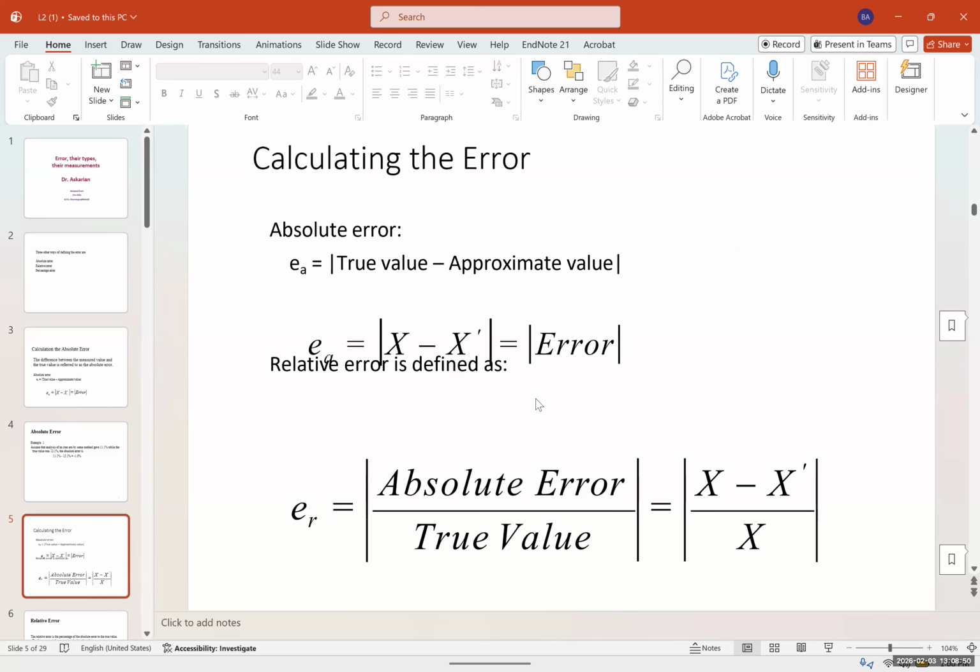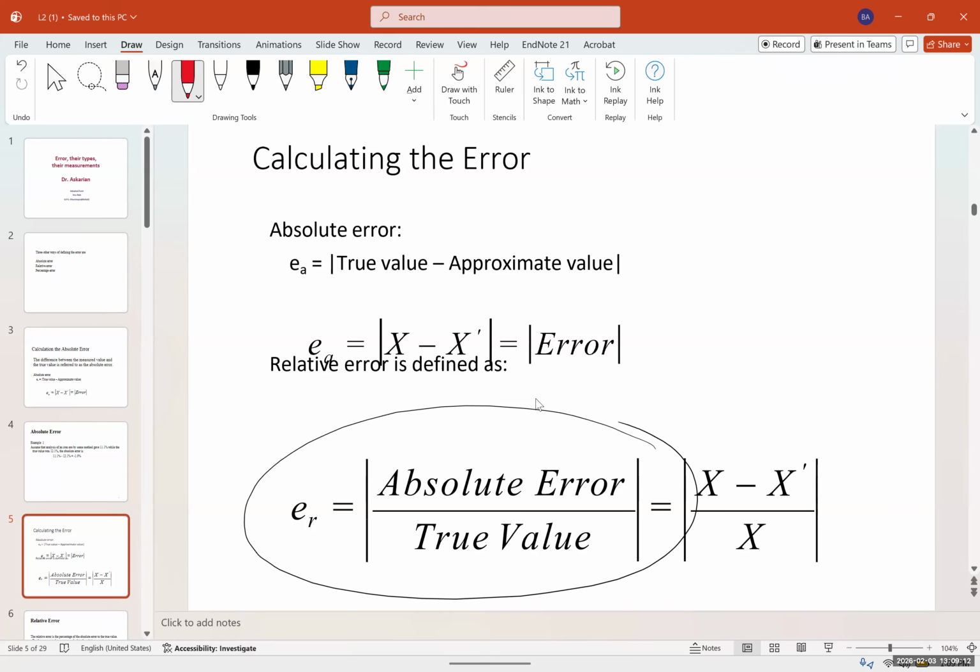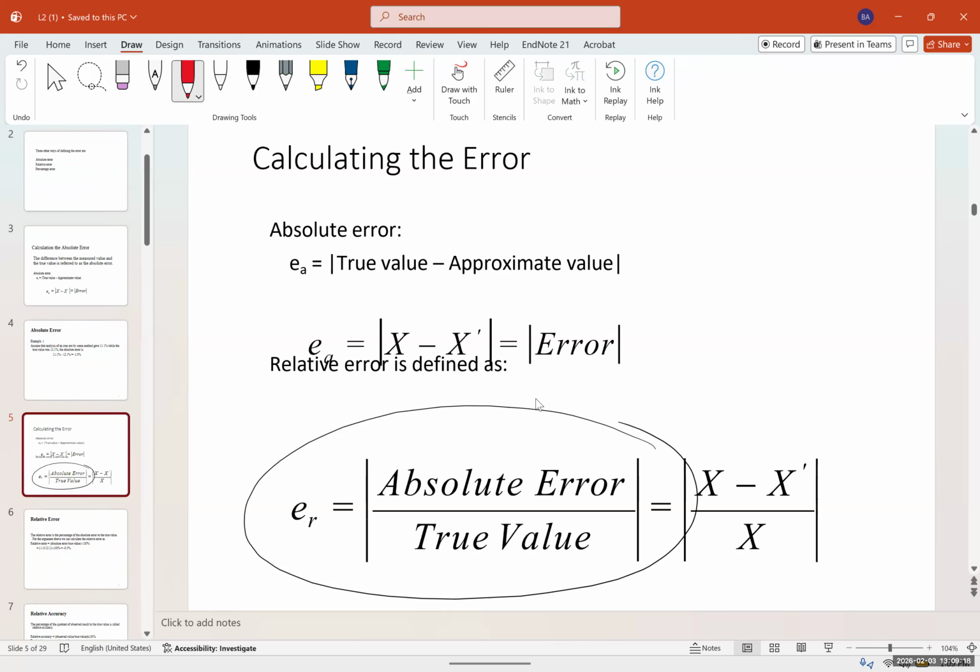Now, to measure absolute error, as mentioned, true value minus the approximate value gives us absolute error. But the relative error is defined as the absolute error divided by the true value. So again, relative error is the absolute error divided by the true value. In other words, it's going to be x minus x prime over x.